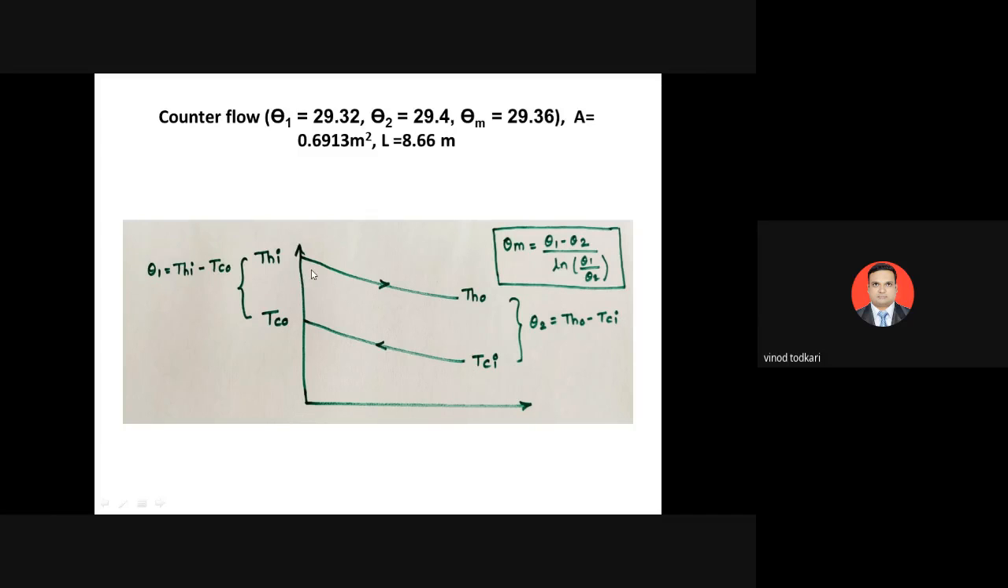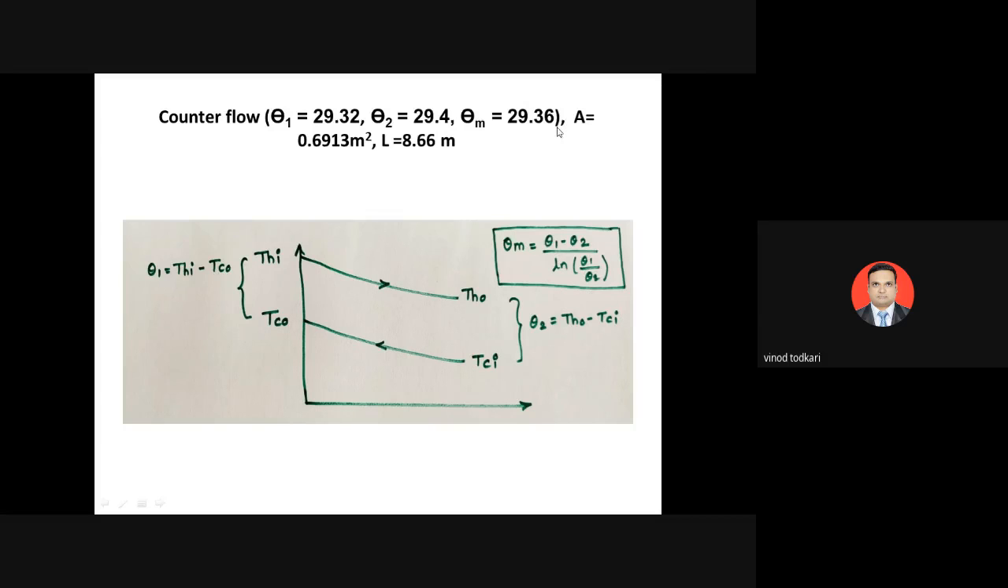See, for this case, for the values given in this numerical, you will get these as the values of theta 1 and theta 2. You will get theta 1 as 29.32, theta 2 as 29.4. If you apply the formula of LMTD, which is nothing but theta m is equal to (theta 1 minus theta 2) upon ln of theta 1 by theta 2, you will get the value of theta m as 29.36.